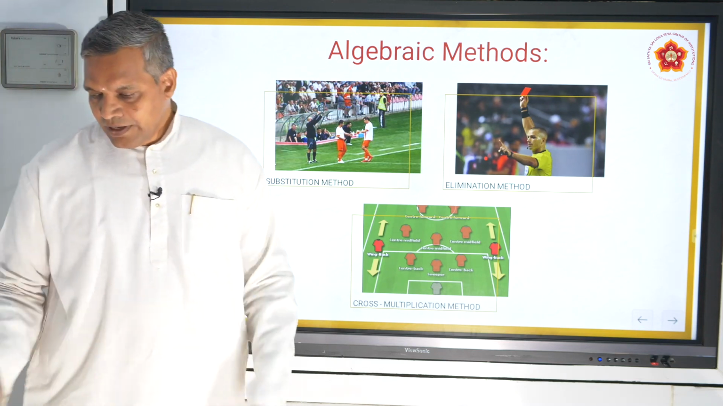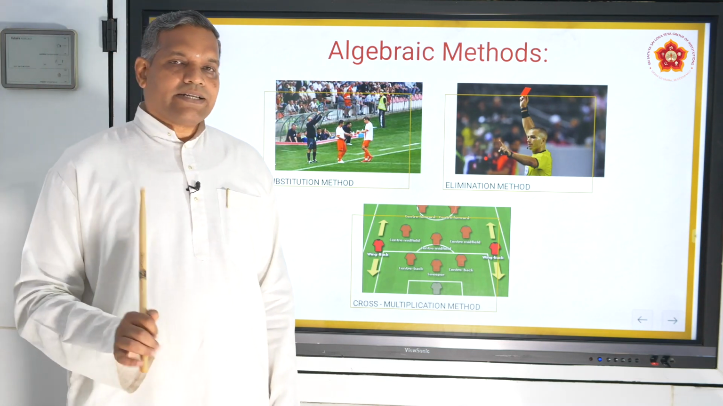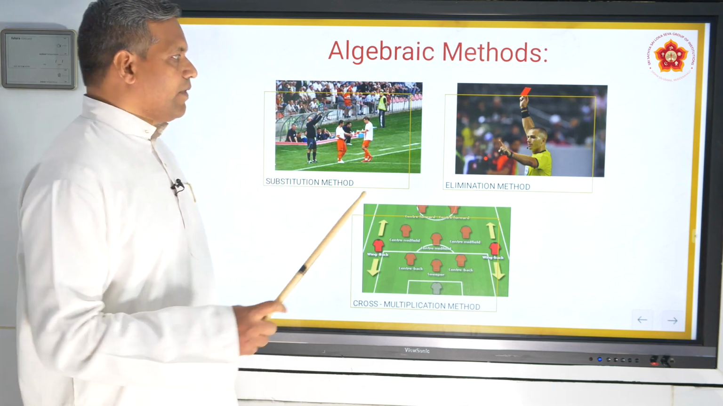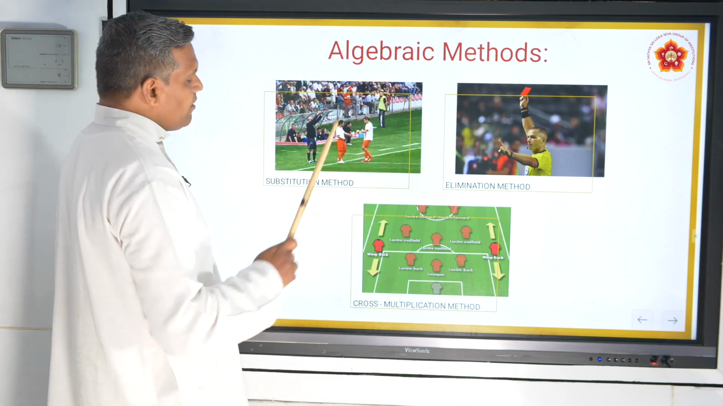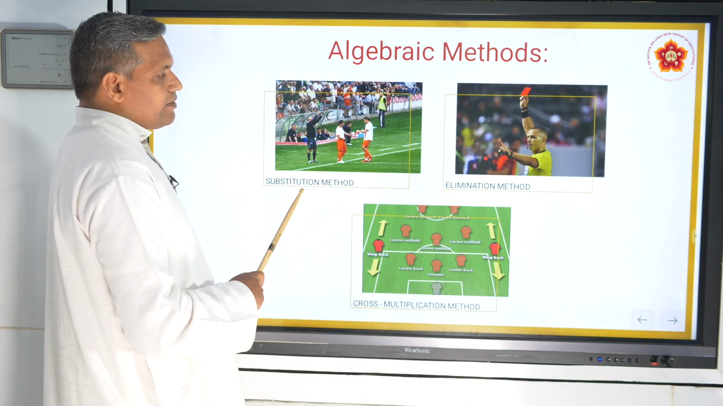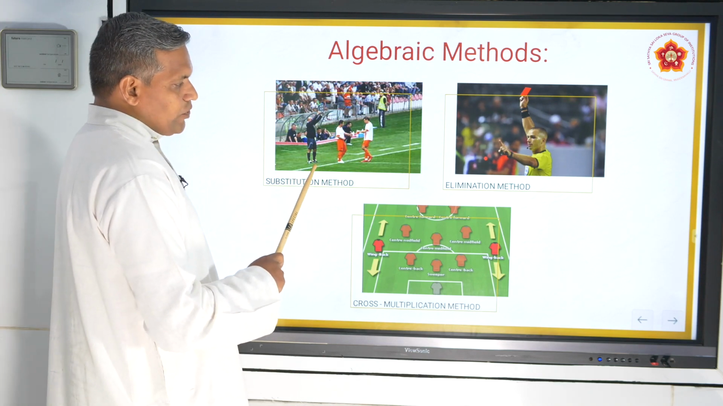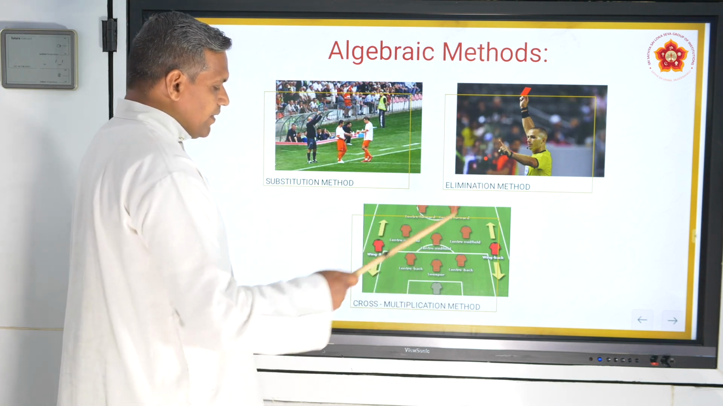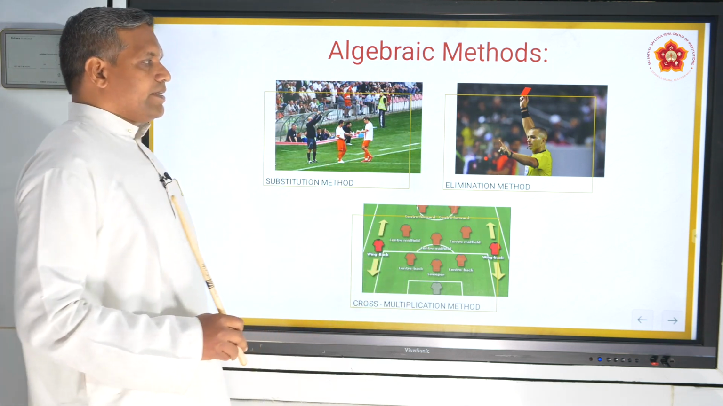Today's method. If you remember, in the first slide itself I have given the algebraic methods of solution. So what are the different algebraic methods? First one is, I think you cannot see this, fonts are very small, substitution method. Second one is elimination method. Third one is cross multiplication method.